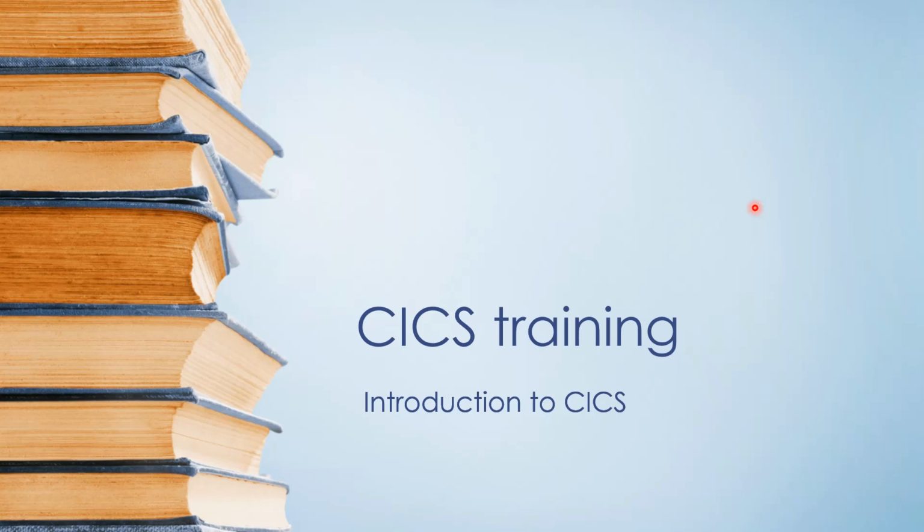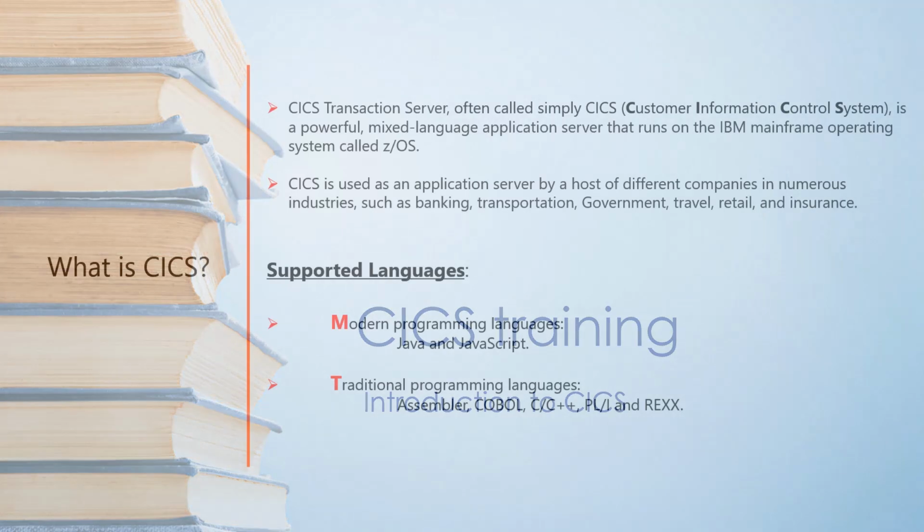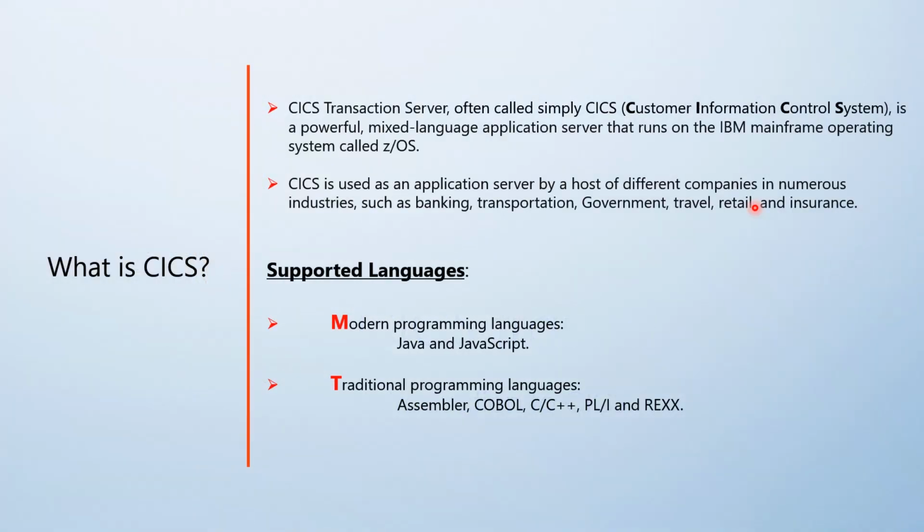Let's talk about introduction to CICS in this video. What is CICS? CICS, Customer Information Control System, is treated as the most powerful mixed language app server that runs on the IBM mainframe operating system, which is called z/OS. And CICS is widely used as an app server to host different apps for different companies in numerous industries like banking, transportation, government, travel, retail, and insurance.